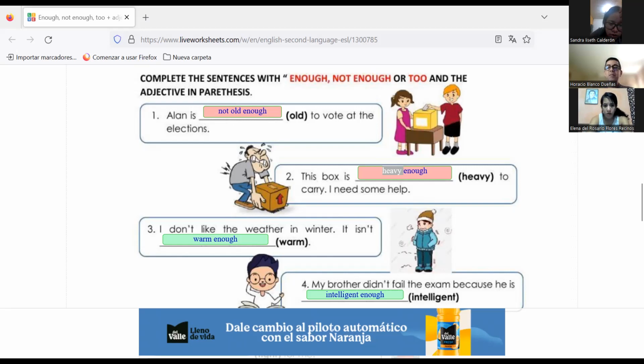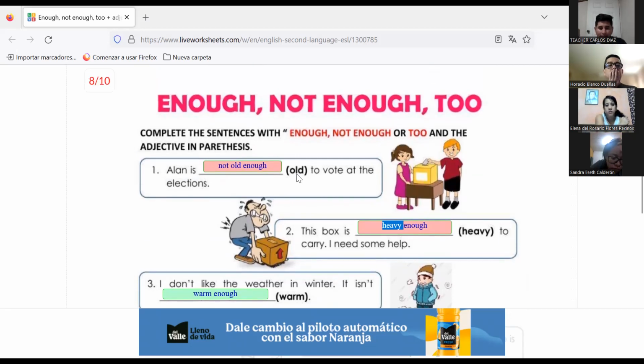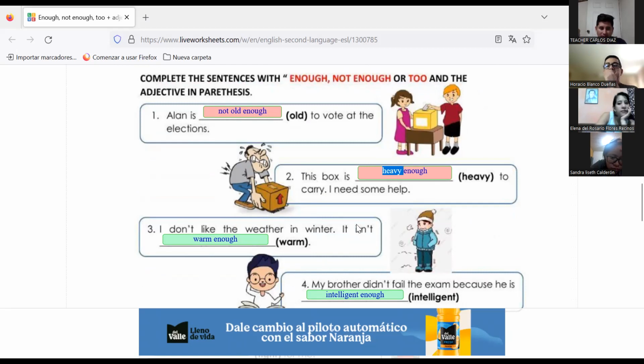Remember that indicates a problem. Number 2. Yeah, that number 2 is too heavy. It's too heavy. But the first one we have. Alan is now. Alan is.